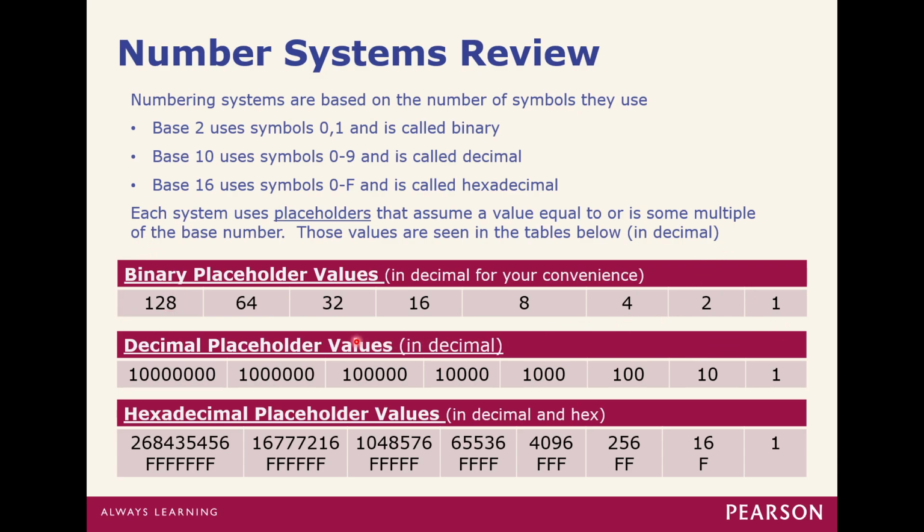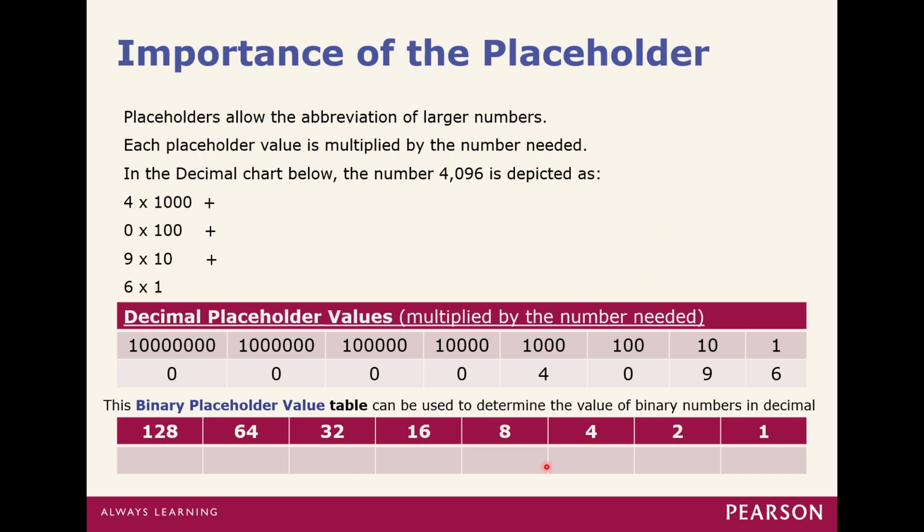Here we have the decimal values. The decimal values go as 1, 10, 100, 1000, 10,000, then 100,000, and so on. For hexadecimal, we have 1, 10 as 16, 100 as 256, 1000 as 4096, and so on for the hexadecimals. Here we have 4, 0, 9, and 6. So 1000 times 4 gives 4000, and then 9 and 6, so we have 4096.